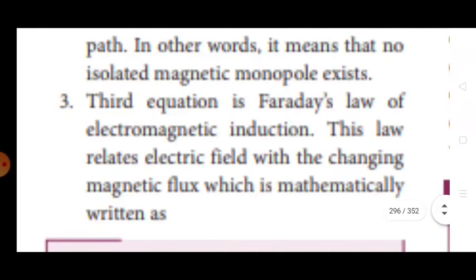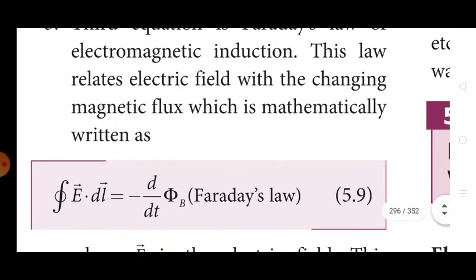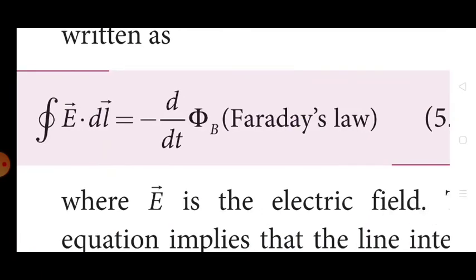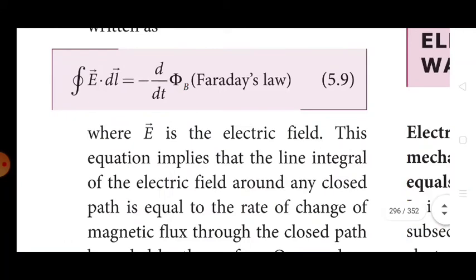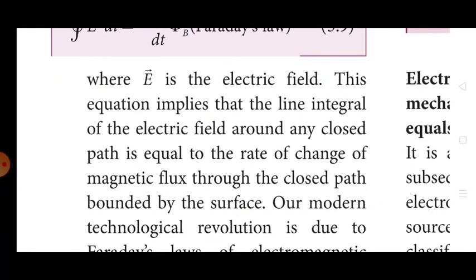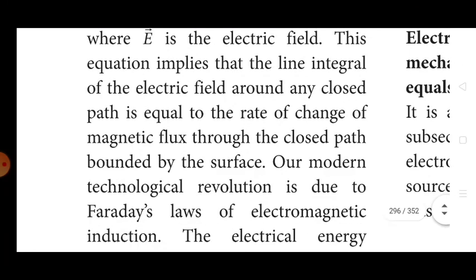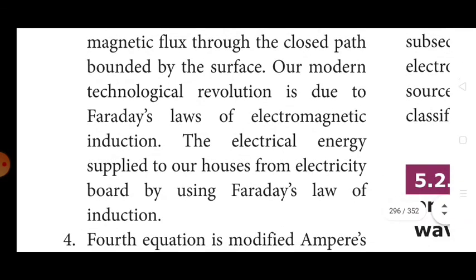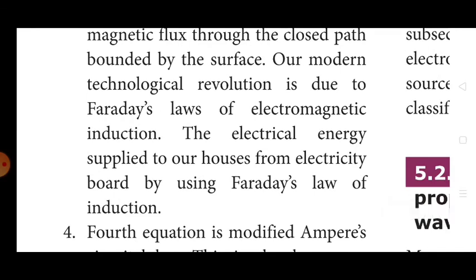The third equation is Faraday's law of electromagnetic induction. This law relates the electric field with the changing magnetic flux, which is mathematically written as closed integral E vector dl vector is equal to minus d phi by dt, where E is the electric field. This equation implies that the line integral of the electric field around any closed path is equal to the negative rate of change of magnetic flux through the surface bound by the closed path. Our modern technological revolution is due to Faraday's law of electromagnetic induction. The electric energy supplied to our homes from the electricity board is produced using Faraday's law of induction.